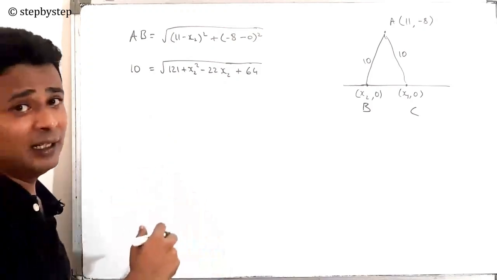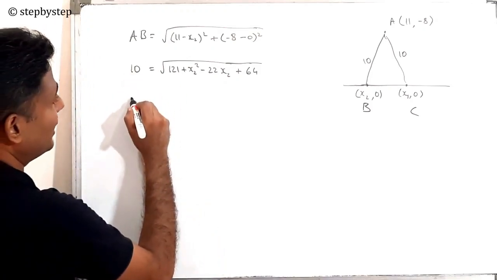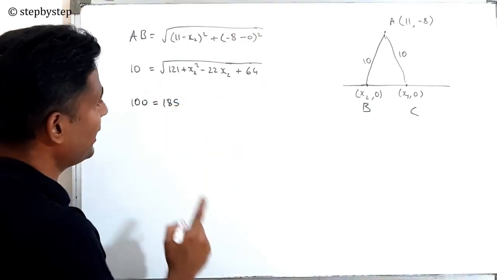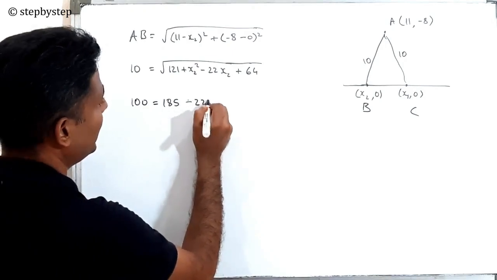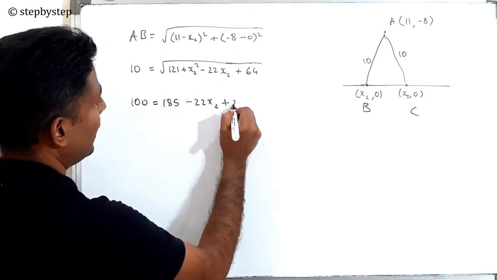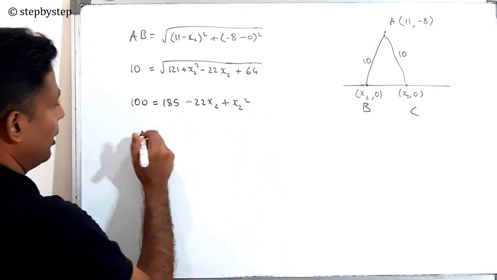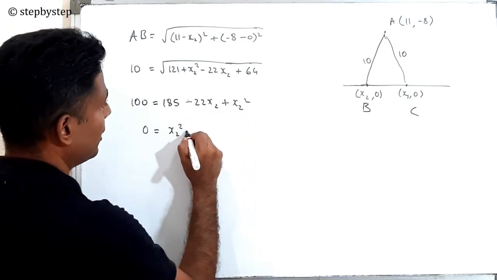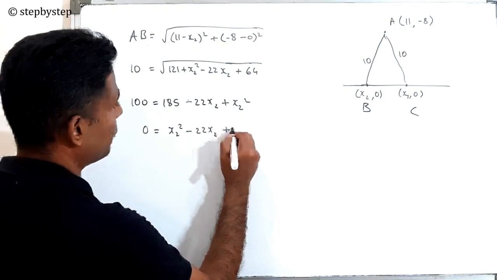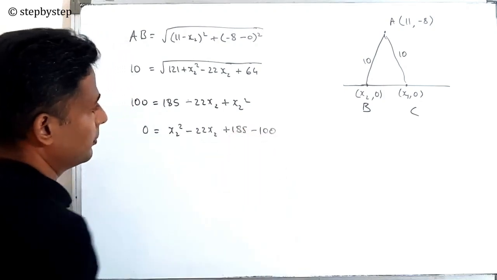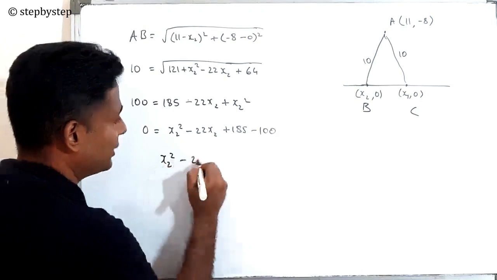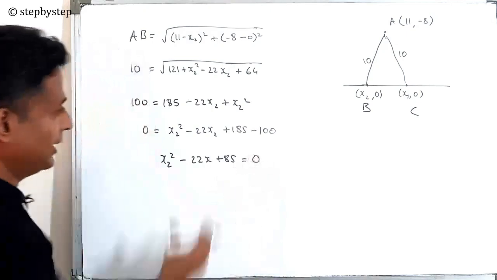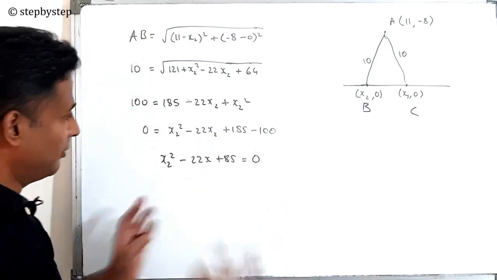Now I'll transpose the square root to the other side. When the square root goes to the other side, it becomes square. So you get 10 square, that is 100, equal to 121 plus 64, 185, minus 22x2, plus x2 square. Now if I take 100 to that side, we get 0 equal to x2 square minus 22x2 plus 185 minus 100, so x2 square minus 22x2 plus 85 equal to 0. I have just written it the other way around.